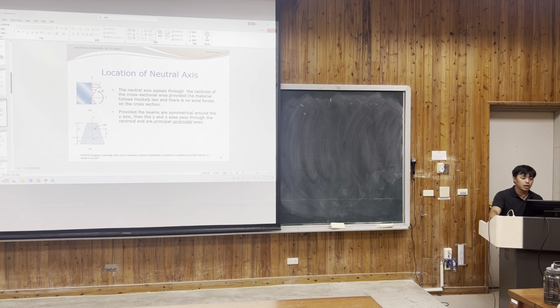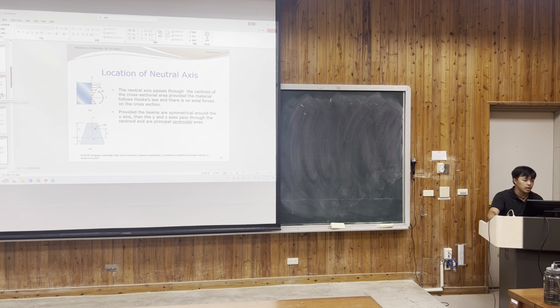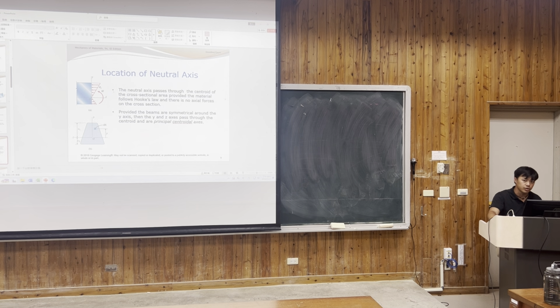So for the neutral axis, where can we find it? We first find the centroid of the shape, right? The cross section. I believe I have reviewed how to calculate the centroid of the shape. So it's the same method. So far we've been through the strains, the stress, and the location of the neutral axis.